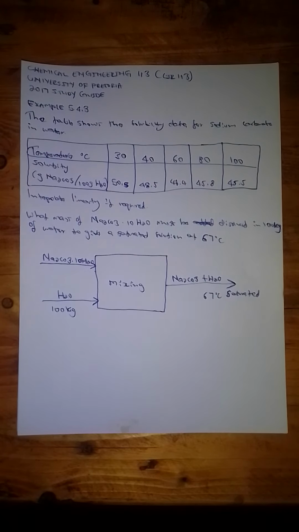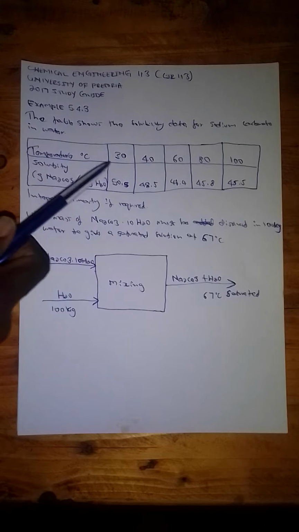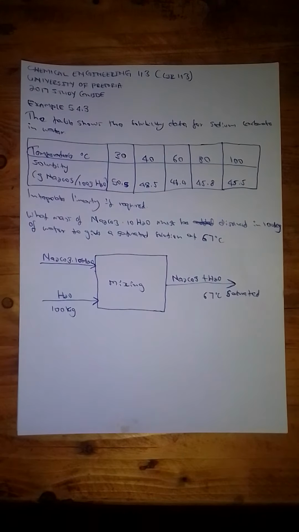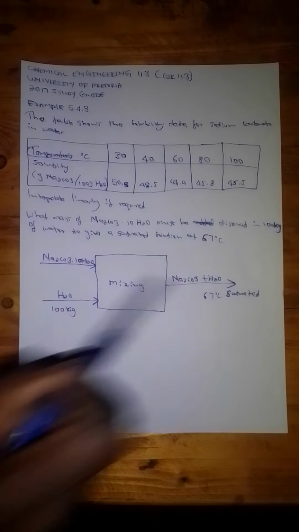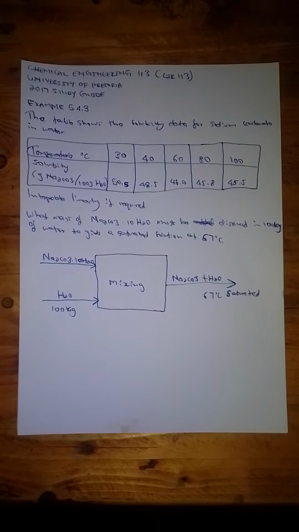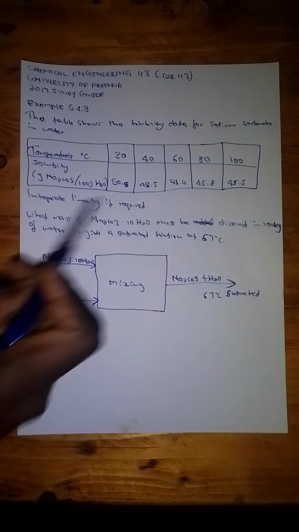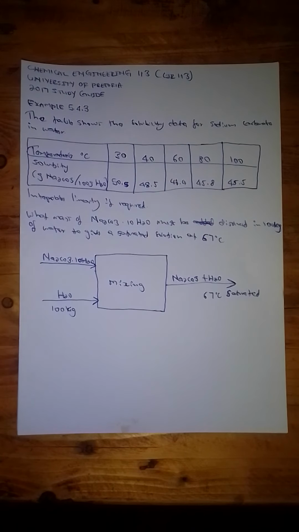So now when you look at the solubility data that we've been given, with your 20, 40, 60, 80, and 100 degrees Celsius, we don't have the exact 67 degrees Celsius, which means we're going to need to interpolate between 60 and 80 just to make sure that we get the solubility data, and we'll do just that.